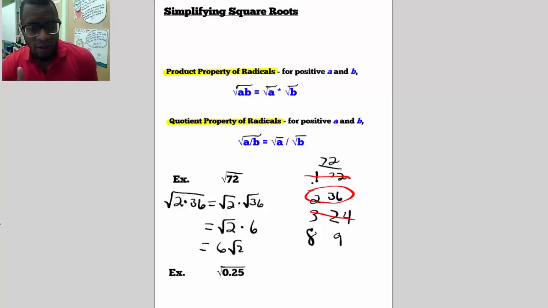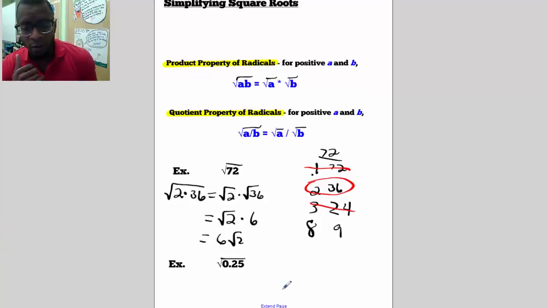Now, let's look at the second example. We want to find the square root of 0.25. Now, we don't like to deal with decimals under the radical. So what I'm going to do first is change this to a fraction. Remember, the 5 is in the hundredths place. So we can rewrite this as the radical of 25 over 100.